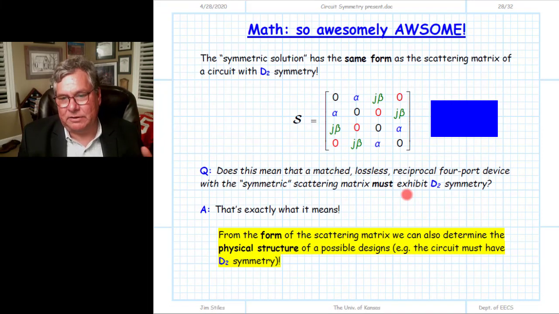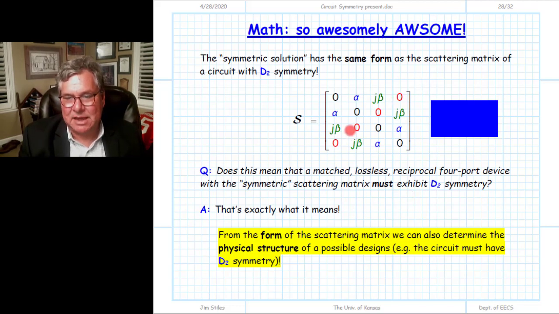So when we compare the quote-unquote symmetric solution that we had for a matched lossless reciprocal 4-port device to the results we got for different levels of symmetry, we find that the structure of this scattering matrix is identical to the scattering matrix we got from a structure that had D sub 2 symmetry, a structure that really had the same symmetry as a rectangle. And so a 4-port device of this symmetry will result in a scattering matrix which has the same form as the symmetric solution for a matched lossless reciprocal 4-port device.